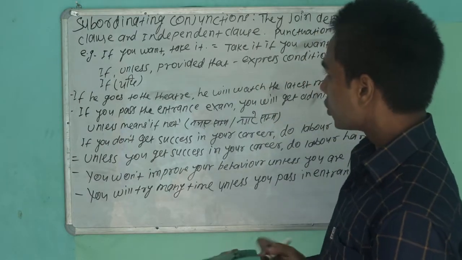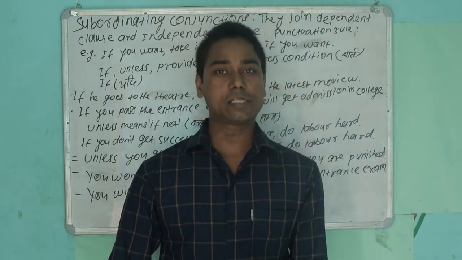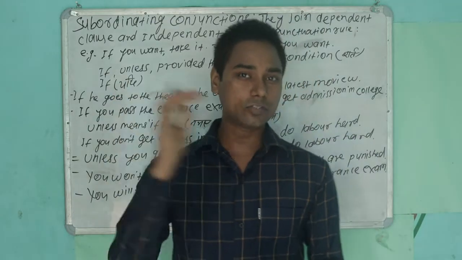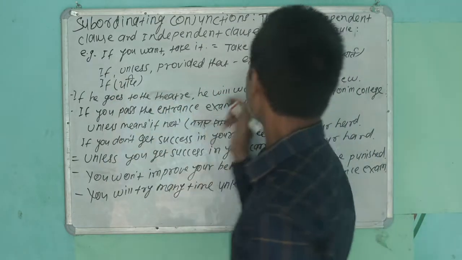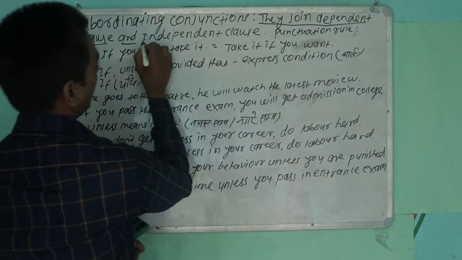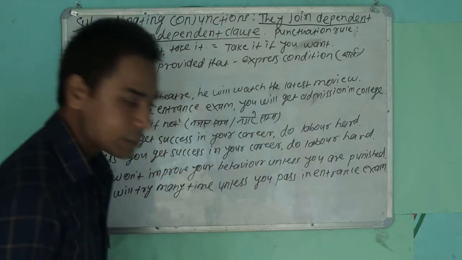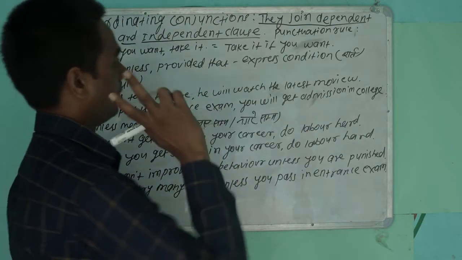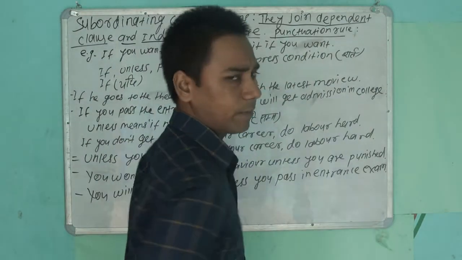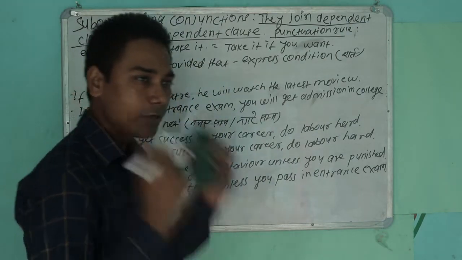Okay. So let me tell you, subordinating conjunctions always join or connect two clauses, a dependent clause and an independent clause. Look here, they join a dependent clause and an independent clause. Now, the rules about punctuation marks. Here punctuation means comma. Where do we use a comma?